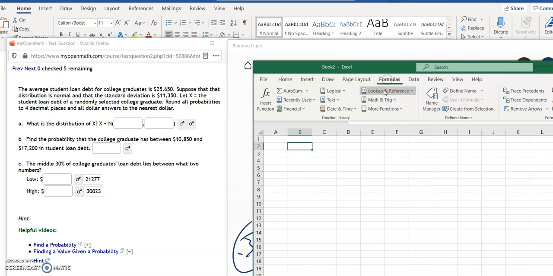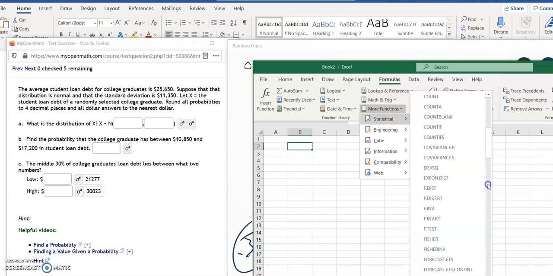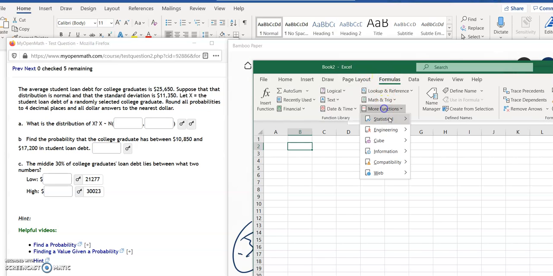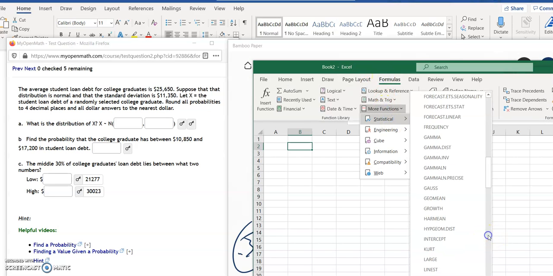So I'll go to Excel and use formulas, more functions, statistical, norm.inv. Do not use these two. It's this one or this one. These are two separate formulas that will not work for you. The S versions don't work. Just norm.dist or norm.inv.